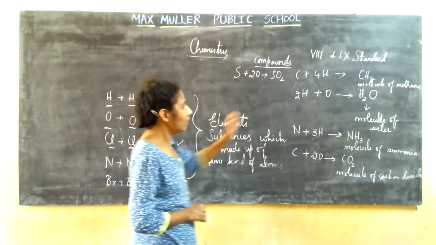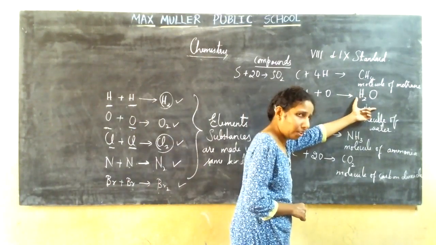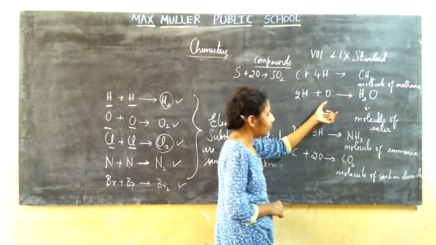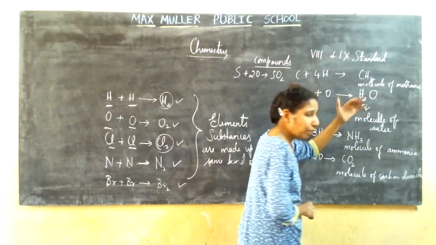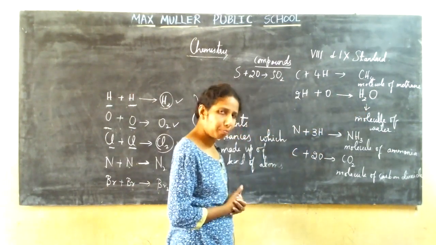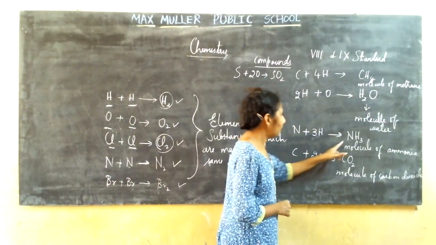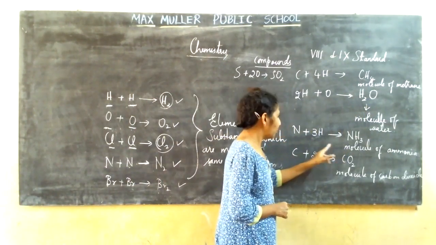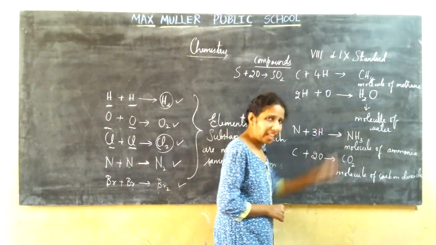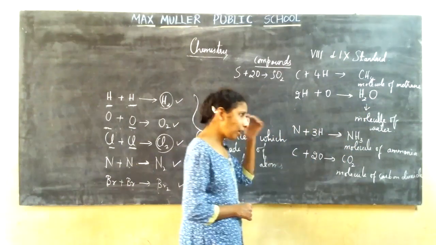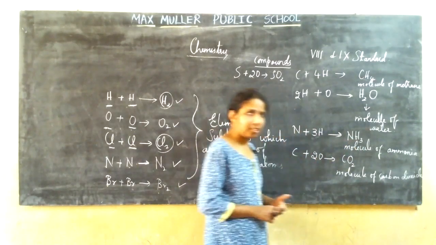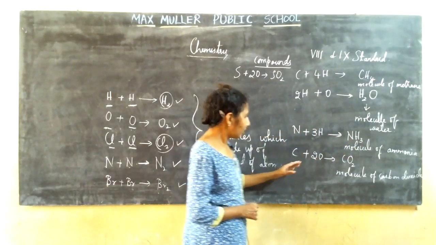But here you see a molecule of water. It is made up of 2 hydrogen atoms and 1 oxygen atom. That means a molecule of water is made up of different kinds of atoms. Do people understand this? Similarly, a molecule of ammonia is made up of 1 nitrogen atom and 3 hydrogen atoms, isn't it? That means what? Ammonia is made up of different kinds of atoms, isn't it?